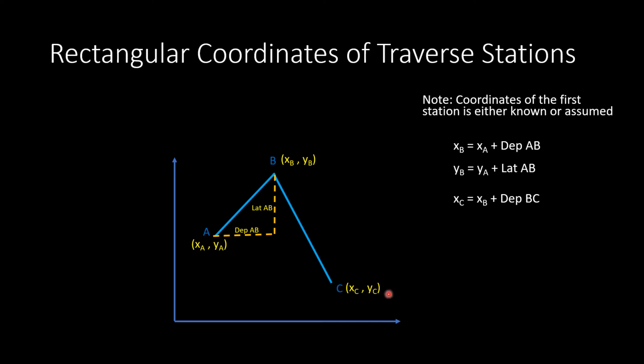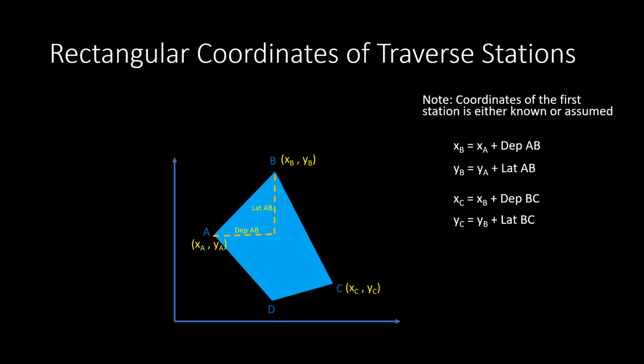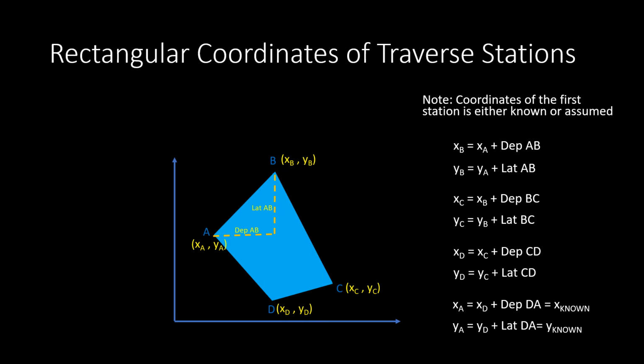And as for y sub C, that will be equal to the y coordinate of B together with the latitude of line BC. So we complete our traverse, the station point D with coordinates x sub D and y sub D. Their coordinates are determined by adding to x sub C the departure of CD and to y sub C the latitude of CD. As a check, when you calculate for the coordinates of A by adding to the coordinates of D the departure and the latitude of DA, you should arrive at the values of the assumed or known coordinates of A.